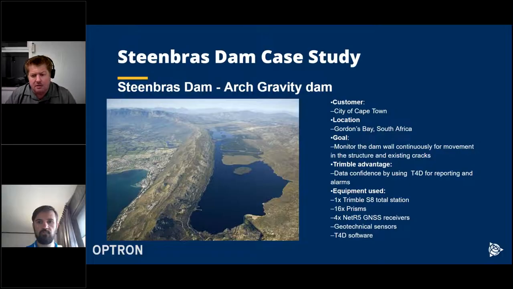And then the equipment we used, because this is actually a demo system for us, you'll notice there's some older equipment here, because we tend to use what we have. So we have one Trimble S8 long range fine lock total station. We have about plus minus 16 prisms. I think there's a bit more. We've got 4 Neta 5 GNSS receivers as well. We've got quite a wide mix of geotechnical sensors, you'll see later. And then obviously we have the T4D software.